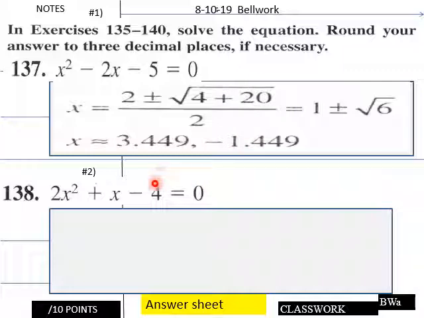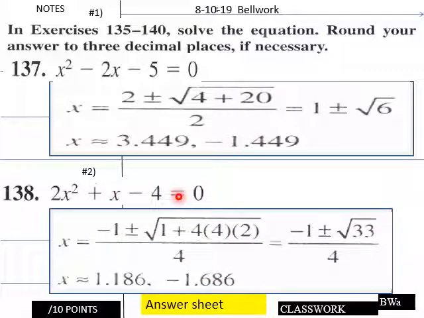And then for number 2, 138, again using our quadratic formula. When you plug in your values from your original quadratic expression, you get negative 1 plus or minus radical 33 over 4, and this comes out to these 2 amounts here. So remember your quadratic formula, students. You could do it that way, or you could graph it as well to get these values. So that's your bell work.